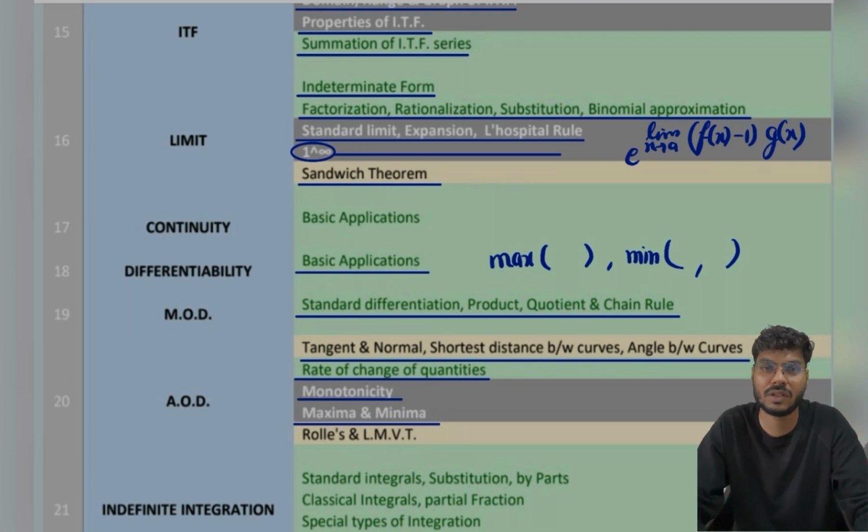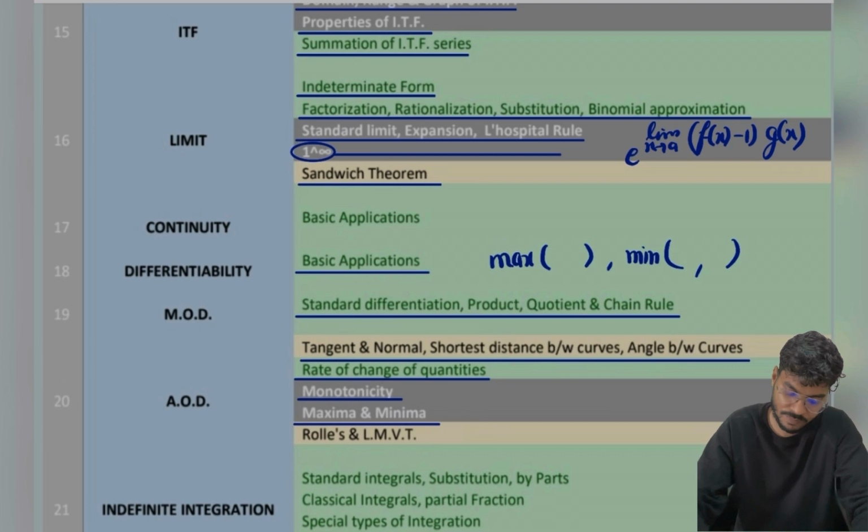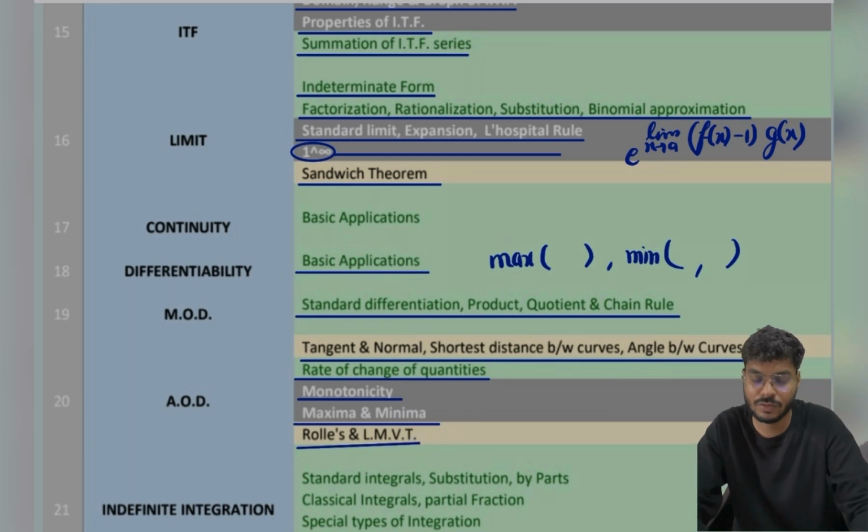How to check maxima and minima by the first derivative test, how to check the monotonicity. By the first derivative test you can check the monotonicity also, maxima and minima also, right? Those LMVT theorems are important from the JEE Advanced point of view, not too important from the JEE Main point of view.